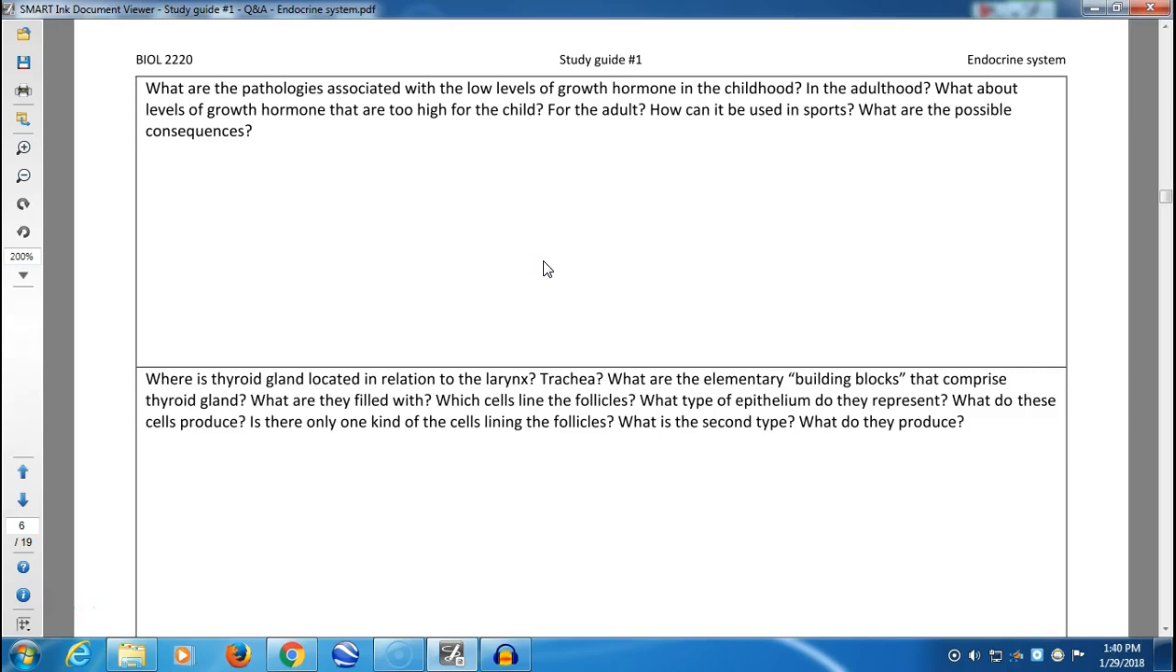How can it be used in sports? Performance enhancement drug. Consequences? Acromegaly, overgrowth of stuff. Diabetes, type 2 diabetes because of elevated blood sugar.